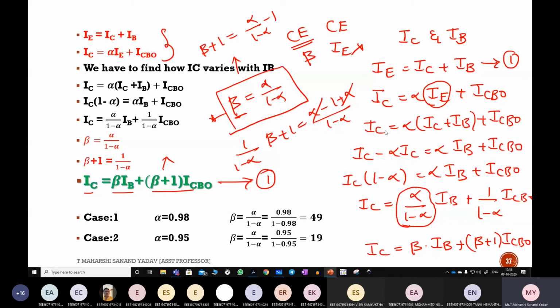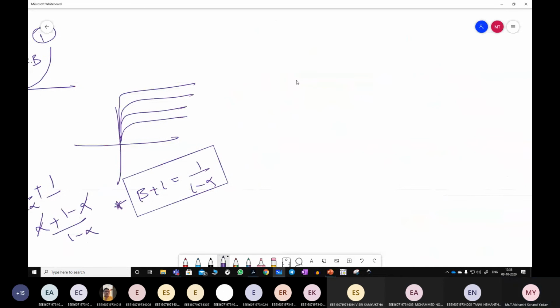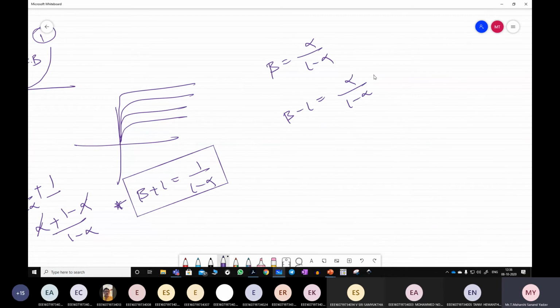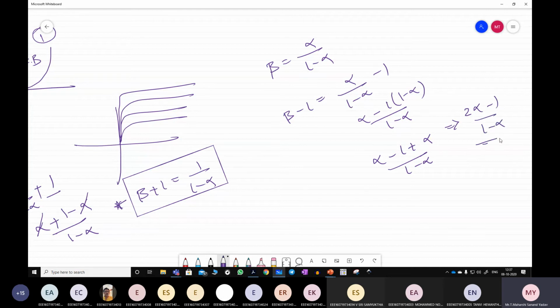Suppose we add minus 1, sir? Okay, let us see. So beta is equal to alpha by 1 minus alpha. Suppose it is beta minus 1, this will be minus 1. So alpha minus of 1 into 1 minus alpha by 1 minus alpha. So this can be written as alpha minus 1 plus alpha by 1 minus alpha. So I won't get the relation, right? 2 alpha minus 1 by 1 minus alpha. But my requirement is 1 by 1 minus alpha. Clear? Okay, sir. Yes, sir.